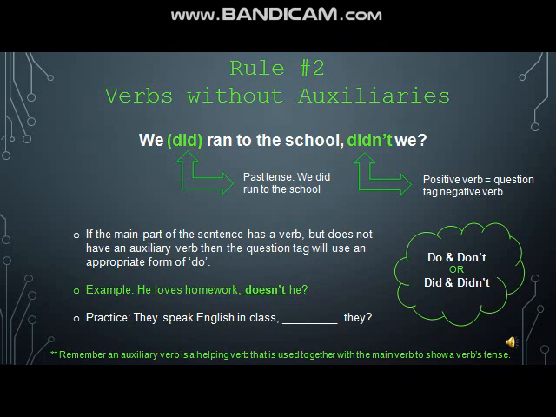Rule number two, verbs without auxiliaries. We ran to the school, didn't we? So here, we must highlight that the verb is in the past, that's the reason why we use did. If the main part of the sentence has a verb but does not have an auxiliary verb, then the question tag will use an appropriate form of do. Do or don't, did or didn't.